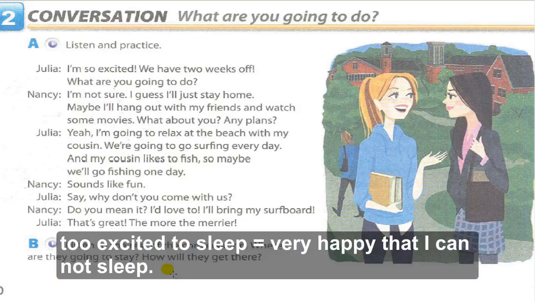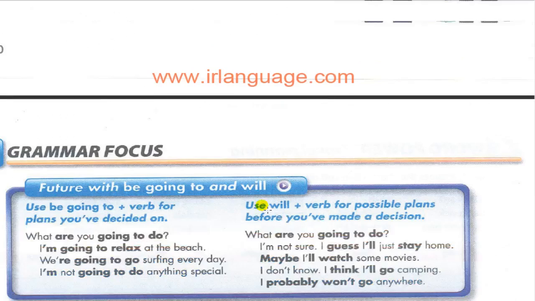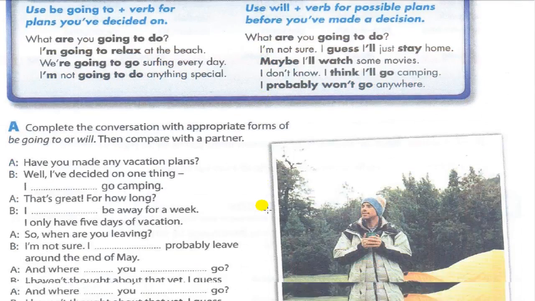I'm going to be too excited to sleep. What does it mean? It means I am going to be so happy that I cannot sleep. Too excited to sleep. Very, very happy that I can't sleep. Exercise number 3.